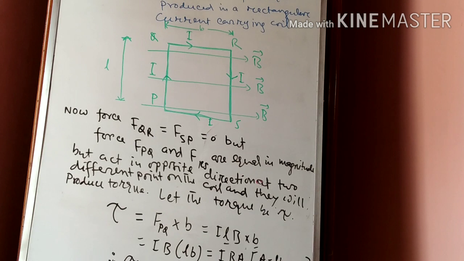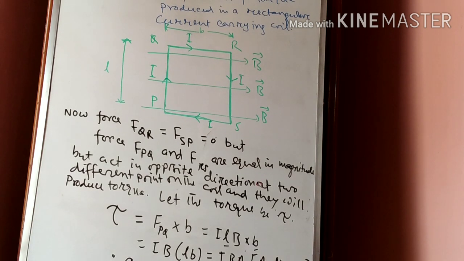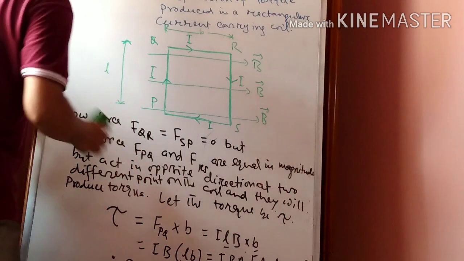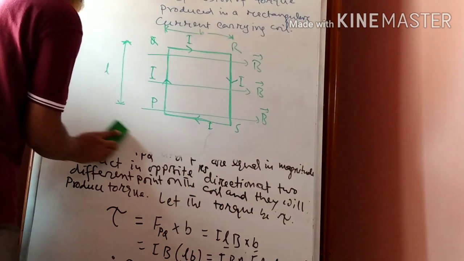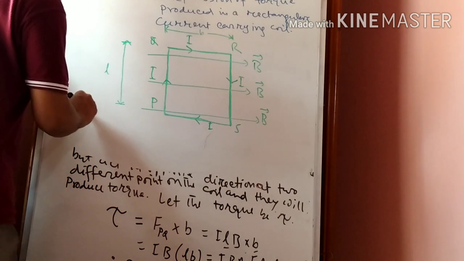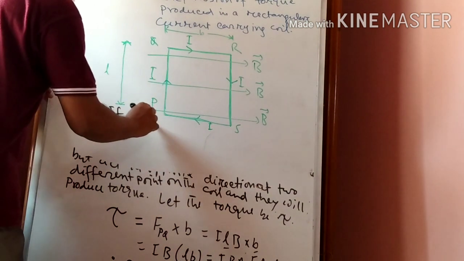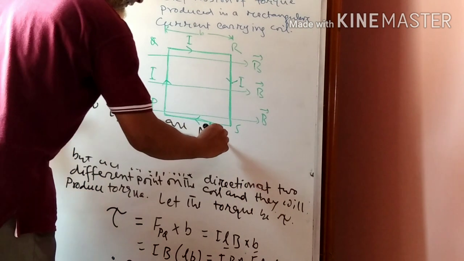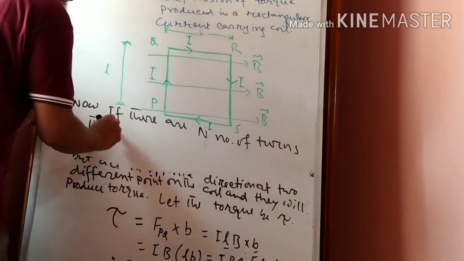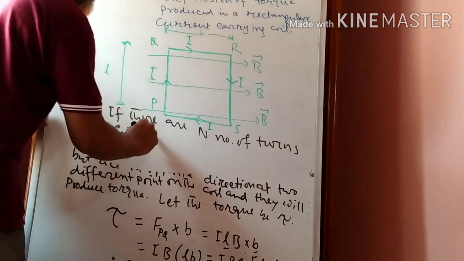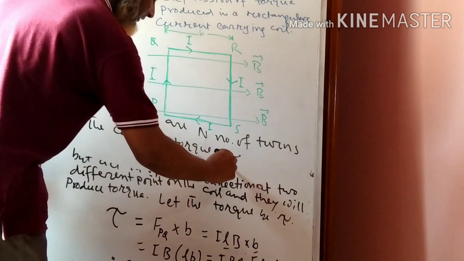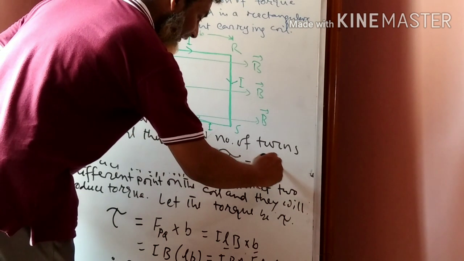If there are n number of turns, then what will happen? So you write, if there are n number of turns in the coil, then torque tau equals N I B A.